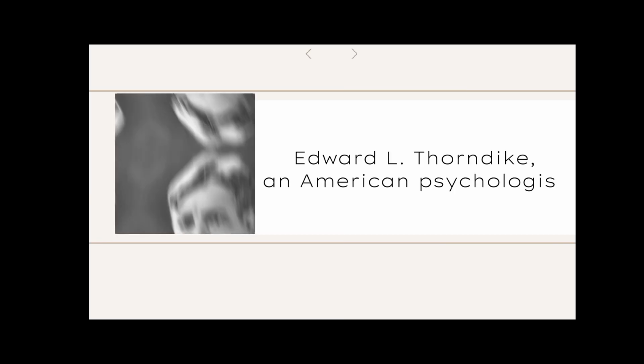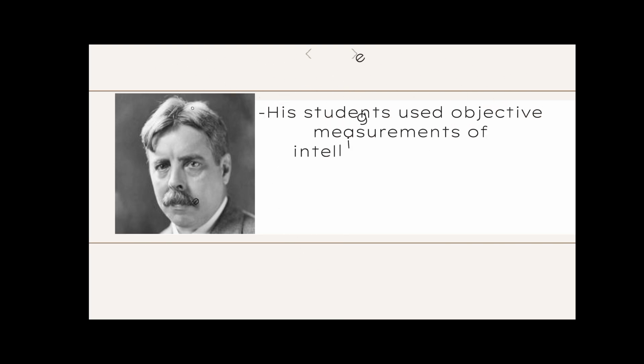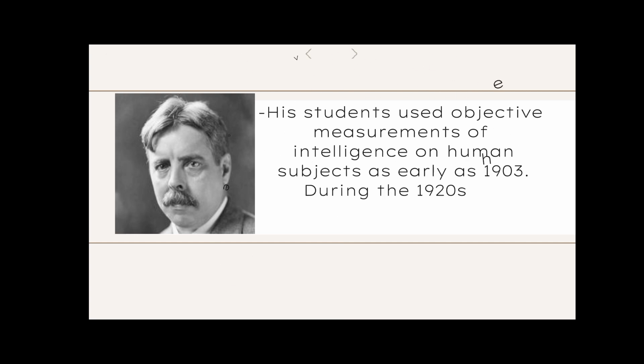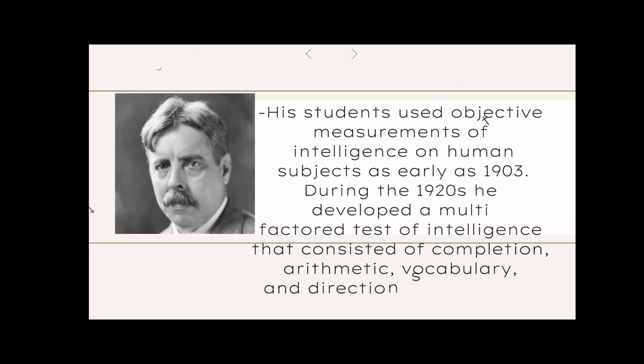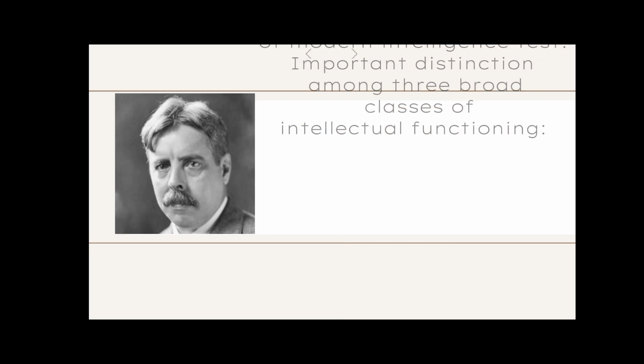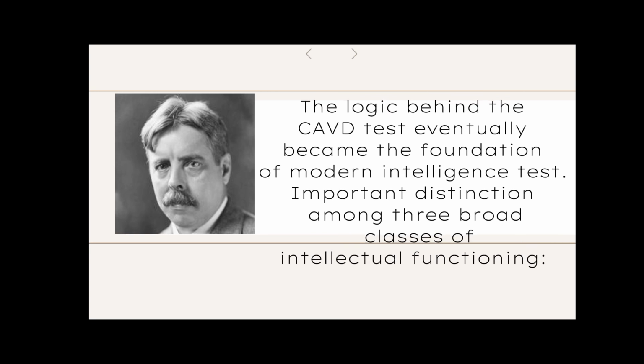Edward L. Thorndike, an American psychologist from 1874 to 1949, and his students used objective measurements of intelligence on human subjects as early as 1903. During the 1920s, he developed a multi-factor test of intelligence that consisted of completion, arithmetic, vocabulary, and direction tests, or CAVD. The logic behind the CAVD test eventually became the foundation of modern intelligence tests.